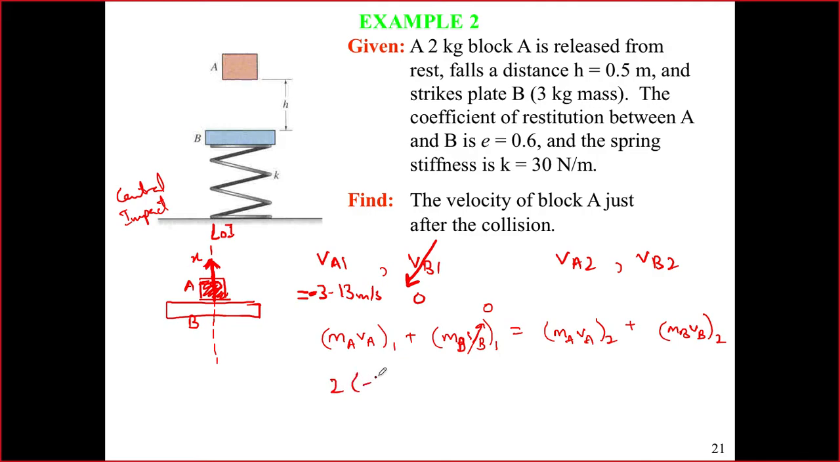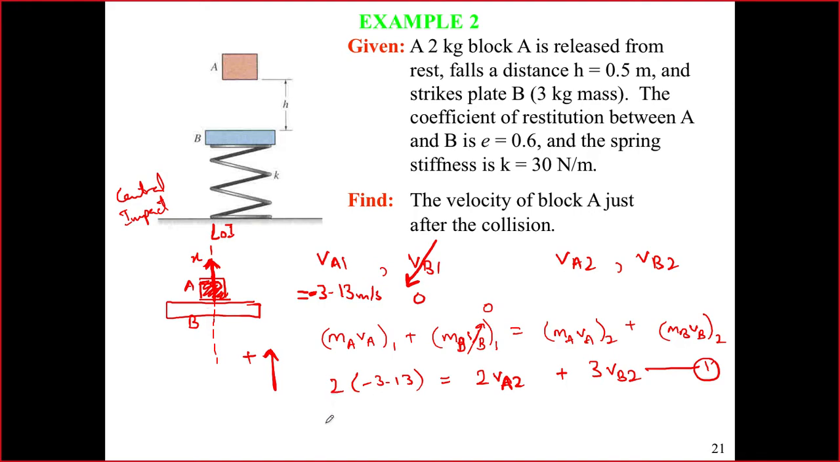2 times minus 3.13. Please note, upwards is positive for velocities. So 2 times minus 3.13 is going to be equal to, again, 2 times, but VA2. I don't know what its final velocity is. And this plus MB was 3 kg, so 3 VB2. दो unknowns आ गए. ये मेरी पहली equation हो गई. Conservation of momentum for the system along the line of impact.